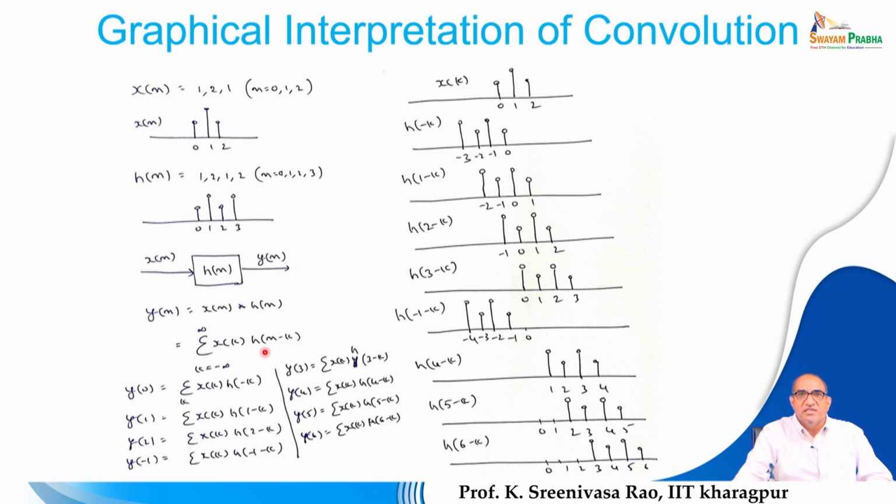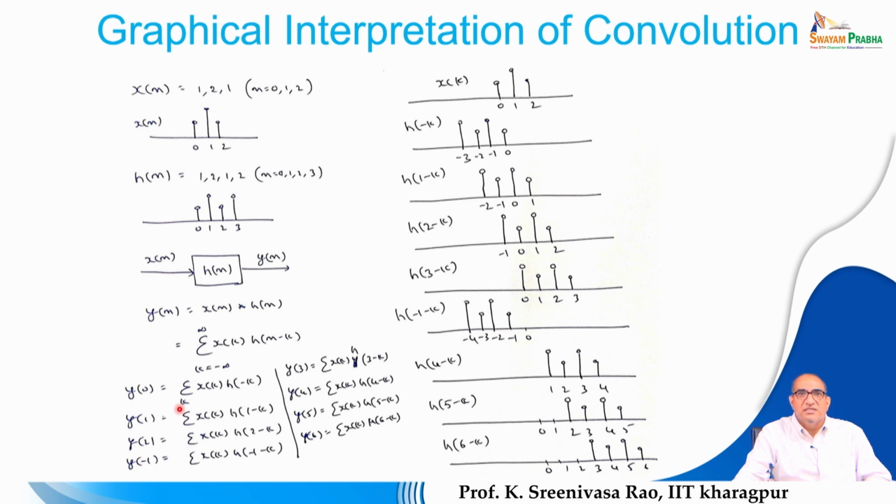This h of n minus k can be viewed as you have h of minus k, and then by plugging different values of n, this h of minus k sequence is shifting towards the positive and towards the negative side. When you put n equal to 1, 2, 3 and so on, h of minus k is shifted towards the positive direction, and when you put n equal to negative values, you are shifting h of minus k in the negative direction.